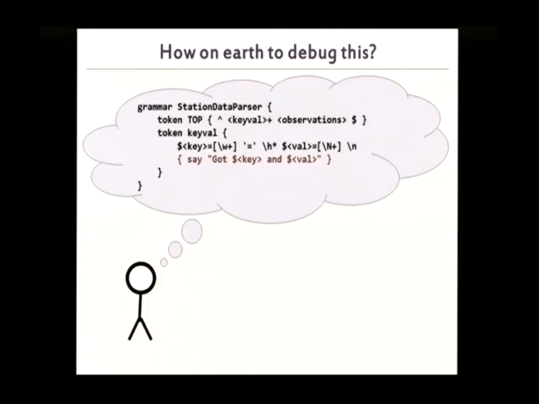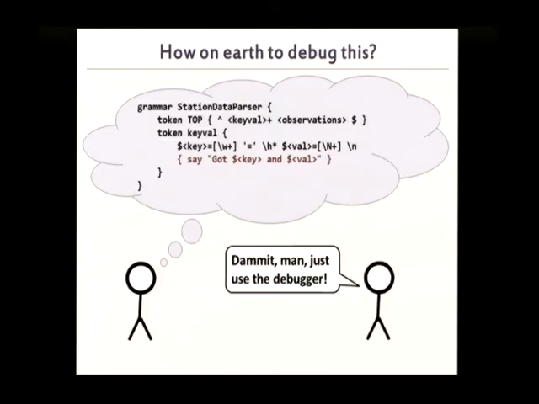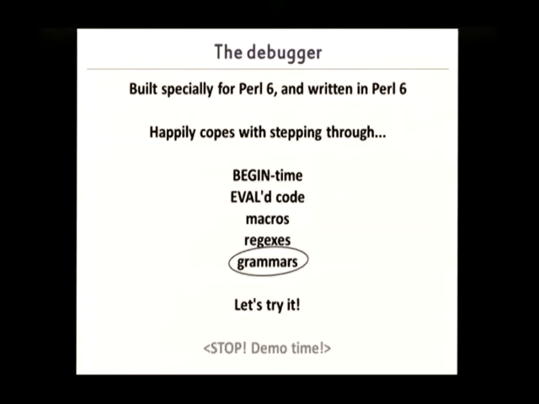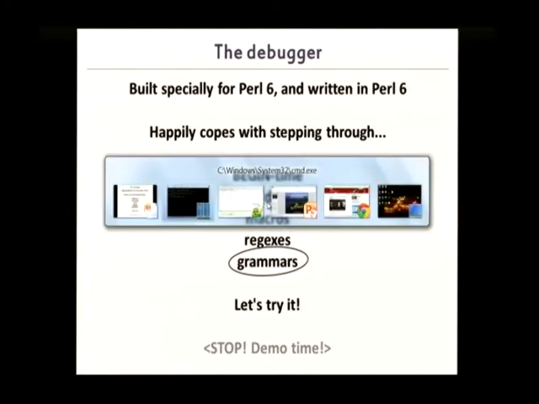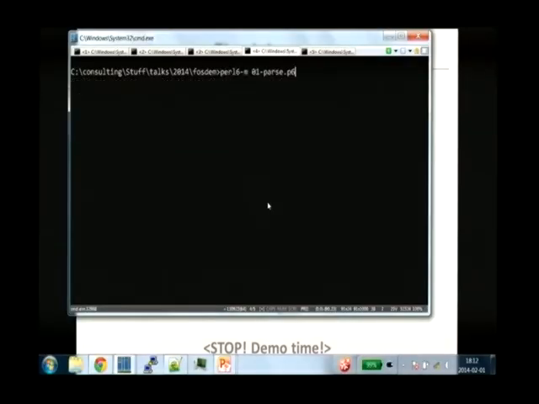We could do that, but seriously, use the debugger. The debugger is much, much nicer for this. The debugger is actually built in Perl 6 for Perl 6. It knows about debugging all of the weird stuff: begin blocks, code that you eval, you can step into, macros, regexes, and yes, grammars. So my thing didn't work, so I want to debug it. Instead of saying Perl 6 and that, we'll just put in debug, and let's have a look.